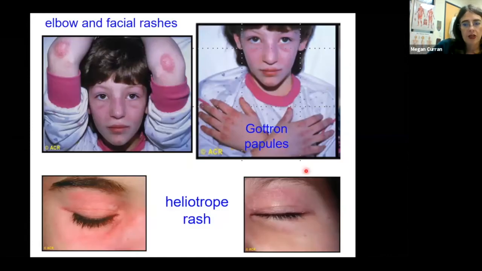Other common rashes in dermatomyositis include rashes over the joints, like the elbows and the knees, and then facial rashes. Sometimes we call it a malar rash that looks similar to a lupus rash that covers this area of the skin here. And then the eyelids also can get red or even a purplish color, and that's called the heliotrope rash. It's named after a purple flower.